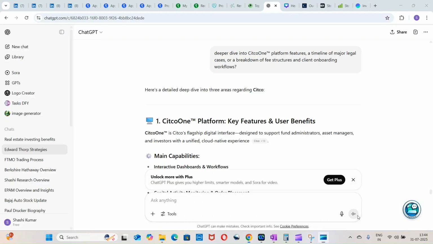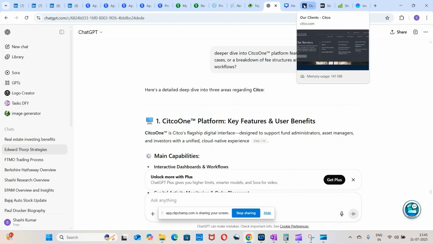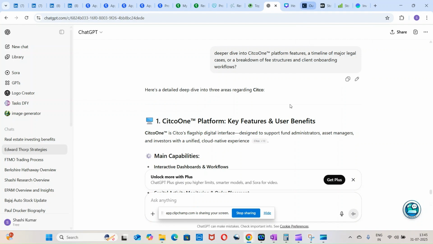Hey, hi everyone. So today we will go through the CITCO One platform, what the features of this platform are, and a breakdown of fee structures and client onboarding workflows in CITCO. Yesterday we went through CITCO and what services it offers.